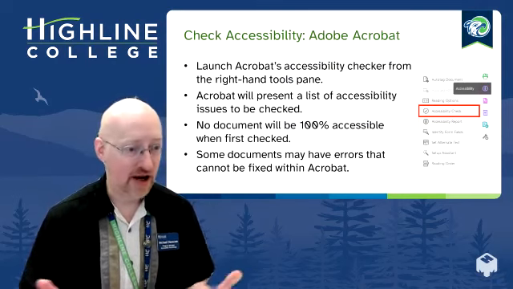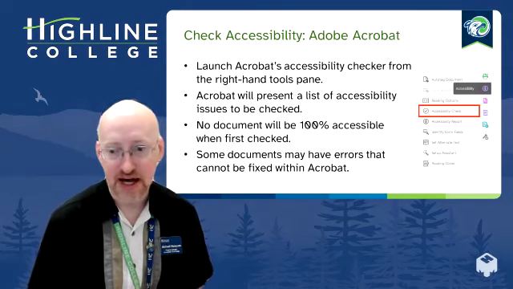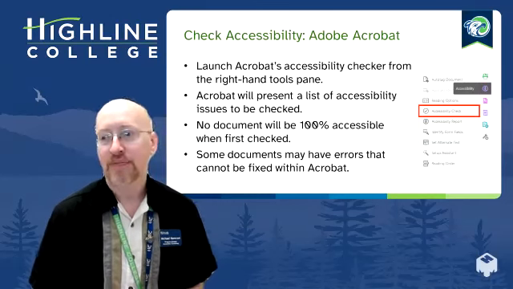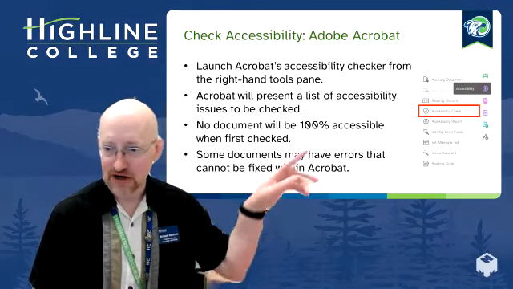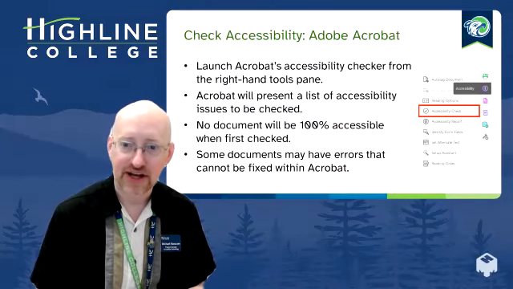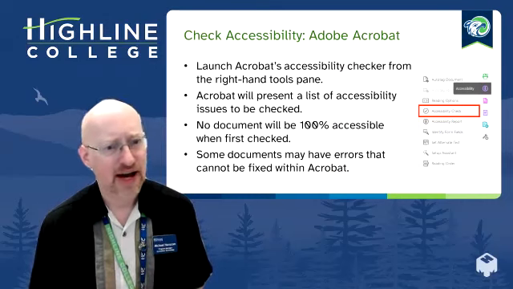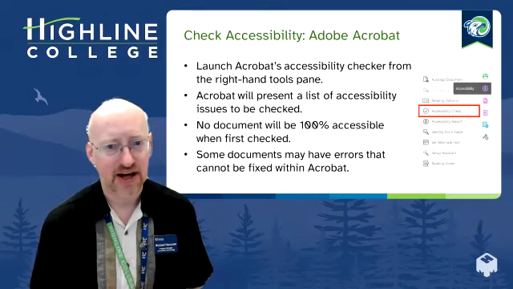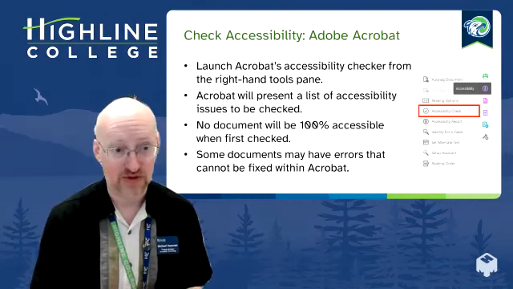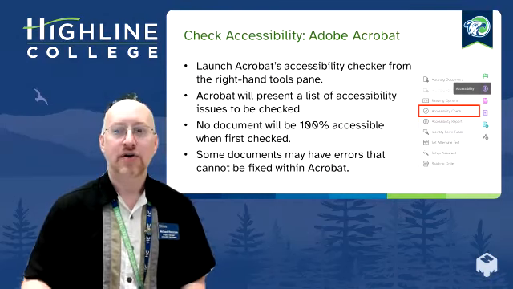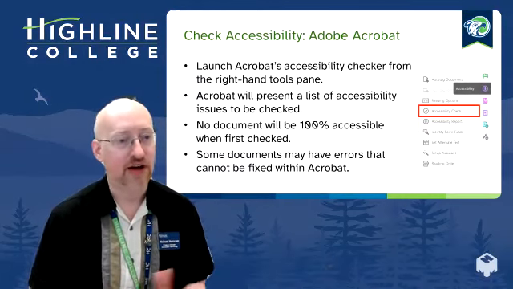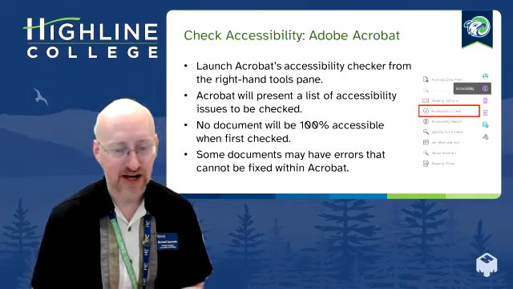In Acrobat also, when you're dealing with PDFs, whether they're PDFs that you've created or PDFs that you've gotten from somewhere else, Acrobat has an accessibility checker. Again, it's in the right-hand pane. There's a little purple accessibility icon. If you have Acrobat and you don't see the purple accessibility icon, Acrobat has a Tools tab, and you should be able to find it and install it from within the Tools tab. But you start the accessibility check, and Acrobat will go through and present, again, just like the others, a list of accessibility issues to be checked.